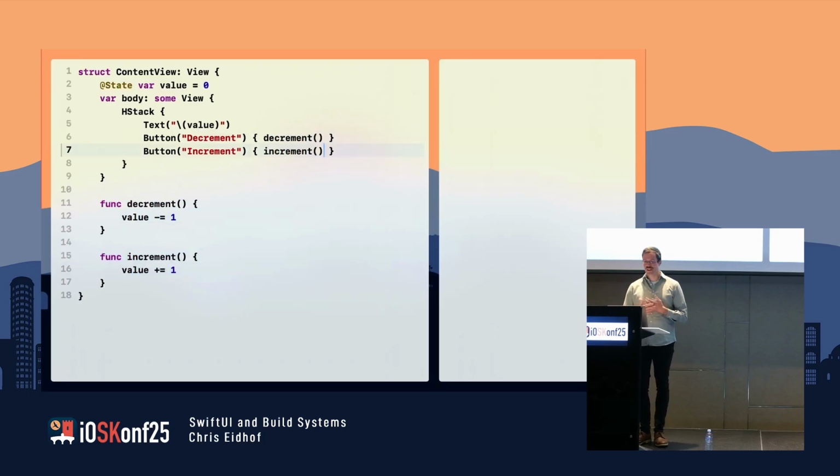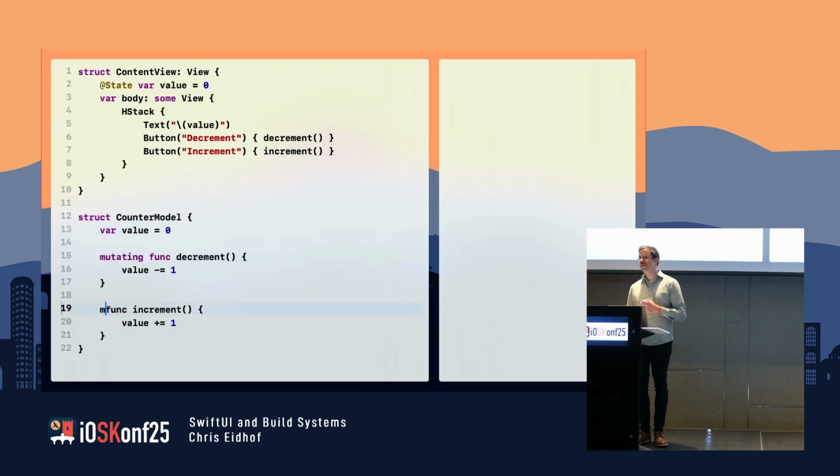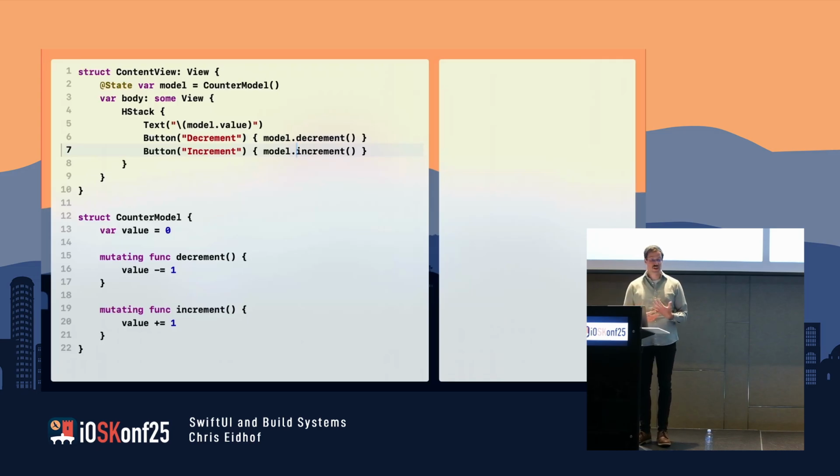A little bit better, but not really. But we can test it slightly better. What's much better is actually to create a model struct here. So we're going to create a counter model. We're going to store the value in there and have the increment and decrement methods. So the content view part doesn't compile yet, but the counter model is really easy to test. We can change our content view now to have that model. It's a little bit more typing, but we have a lot more testability, and it's very, very worth it.